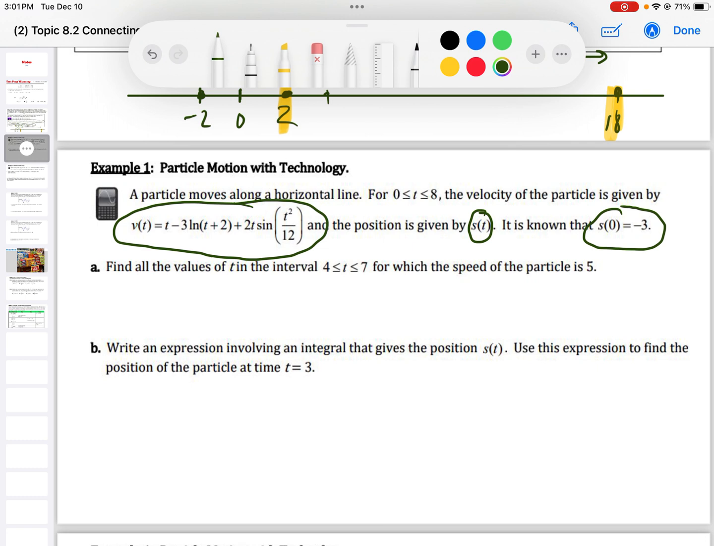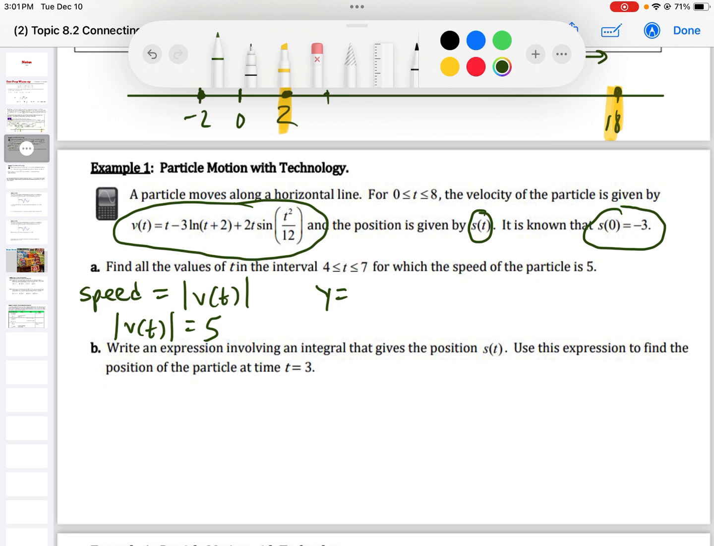Okay, find all the values of t on the interval 4 to 7 for which the speed of the particle is 5. So there's a couple things we got to know, right? I have to remember, and this is on your memory sheet, that speed is the absolute value of velocity. So I'm trying to find where is the speed, where is the absolute value of v of t, equal to 5.